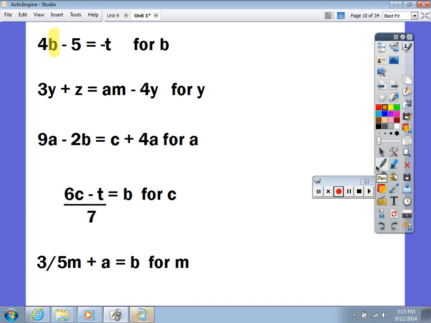Who would have to move? The friend moves first, right? So that means I'm going to add 5. Now, these are not like terms. You cannot combine them. So this would be the same as saying 4b equals negative t plus 5. Then what would you do to get b by itself? Divide by 4. So this is your final answer.